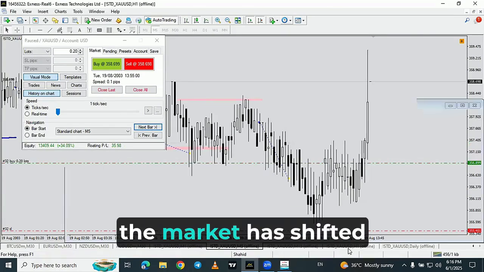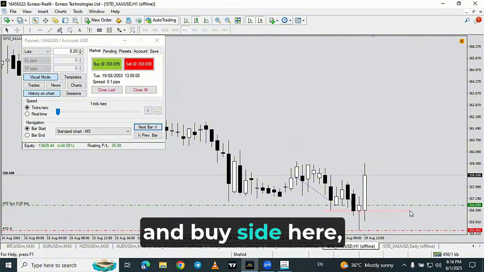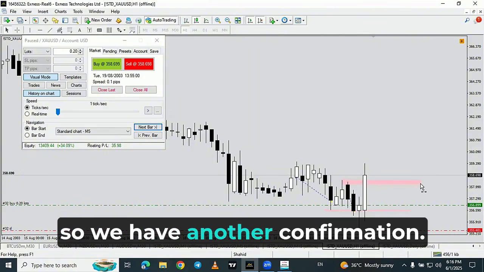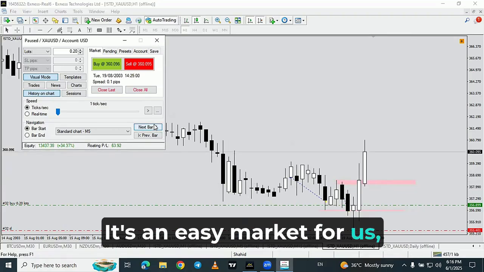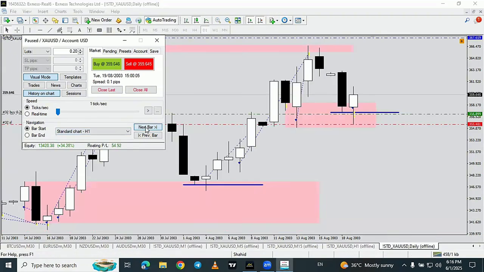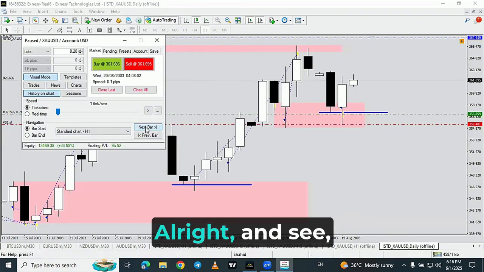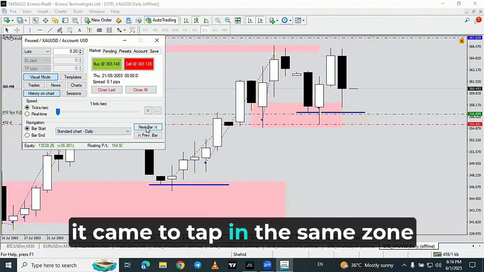Alright, now see the market has shifted its structure here. It has done sell side and buy side here, so we have another confirmation. Even on this one, see the market is bullish. It's an easy market for us, so we read this strategy here. All right, and see the market came to tap in the same zone again.